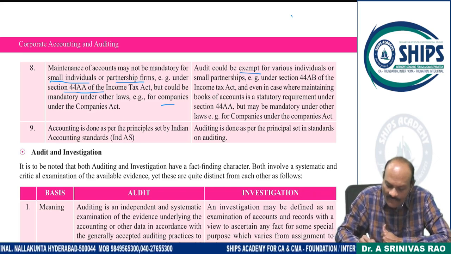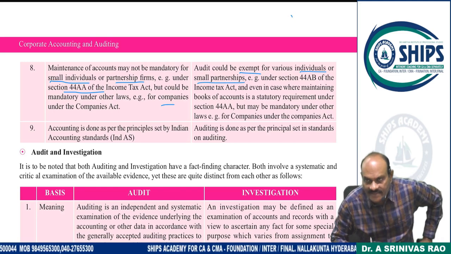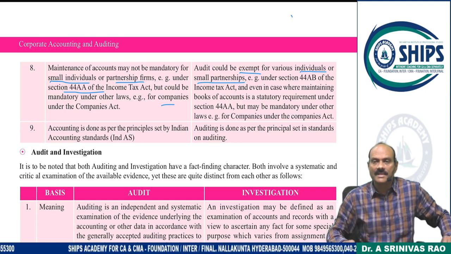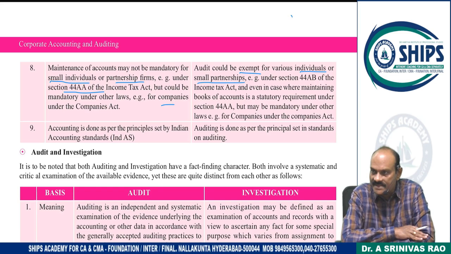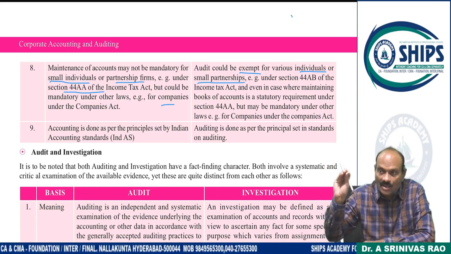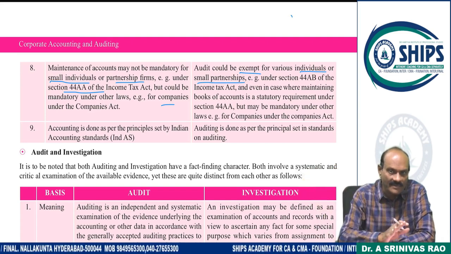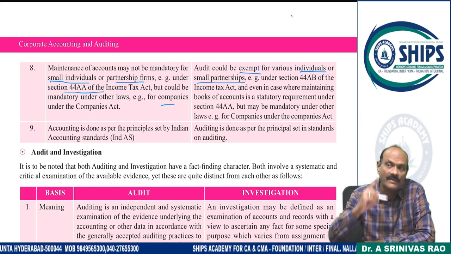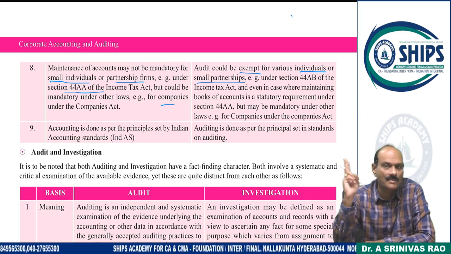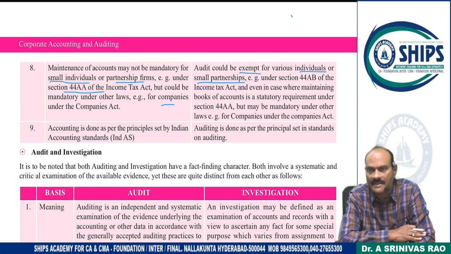Audit could be exempted for various individuals or small business concerns. For individuals, I told you, 45 lakhs. If your gross total income is not exceeding 45 lakhs, as a CMA, CA, company secretary, lawyer, engineer, doctor, professionals in individual cases, audit is not necessary. Below 45 lakhs, just a self-assessment can be made. Above 45 lakhs, audit is a must. In case of business concerns, 1 crore or more, audit is a must. Less than 1 crore, audit is not necessary. Self-assessment can be made. Am I clear?